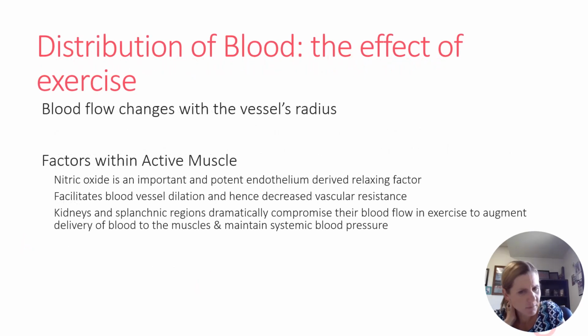Okay. We talked about this in one of those introductory summary slides, but thinking about distribution of blood and the effect this might have on exercise. Again, blood flow changes with the vessel's radius. So again, we're looking at small size versus large size. Okay, so again, with vasodilation, we're looking at a larger tube versus vasoconstriction, we're looking at a smaller tube. So changing the size of the vessel.